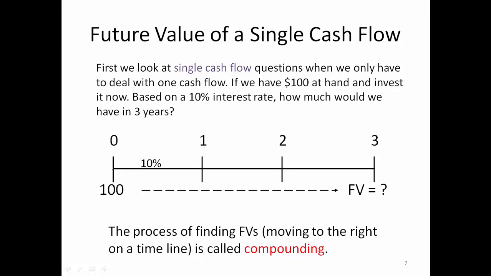Now we're looking at this timeline. We understand we are having $100 now at time 0. So time 0 generally is now, present. And if we have this $100 now and we try to invest it based on a 10% interest rate or rate of return, then we want to know how much money we would have by the end of year 3. So future value, how much is the future value at the end of year 3? This is the process of finding future values, and we call this process compounding.